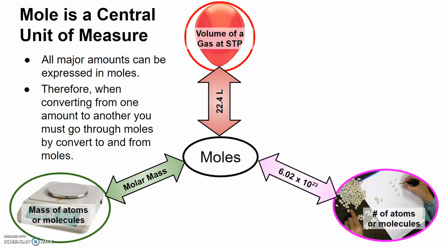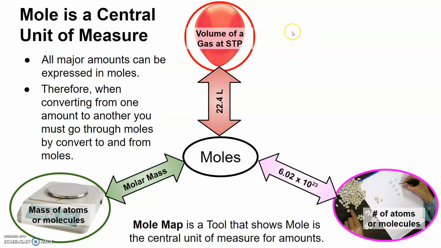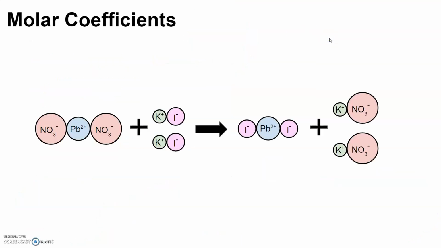Now, because the mole is a central unit of measure, you can convert from one amount to another by going through moles. And in fact, you have to. So for example, if you have the volume of a gas at standard temperature and pressure, and you want to know how much that gas weighs, you would have to convert from volume to moles and then from moles to mass. Now, this image that you see here is an important tool. It's known as the mole map, and it shows the central unit of measure for amounts. And we use this tool when we are doing our mole conversions, which we'll be doing in this unit.